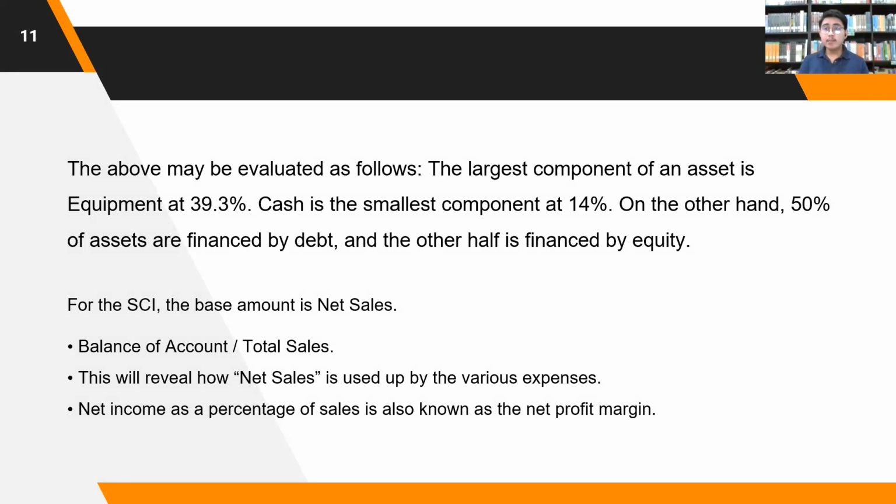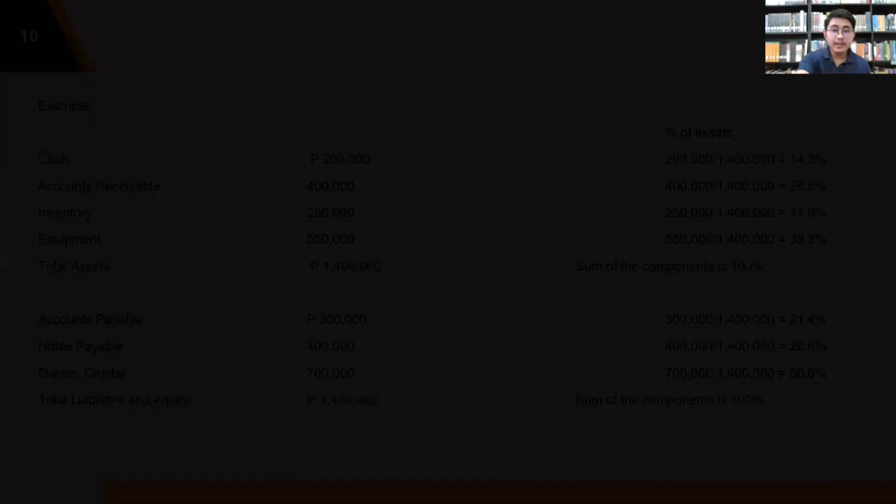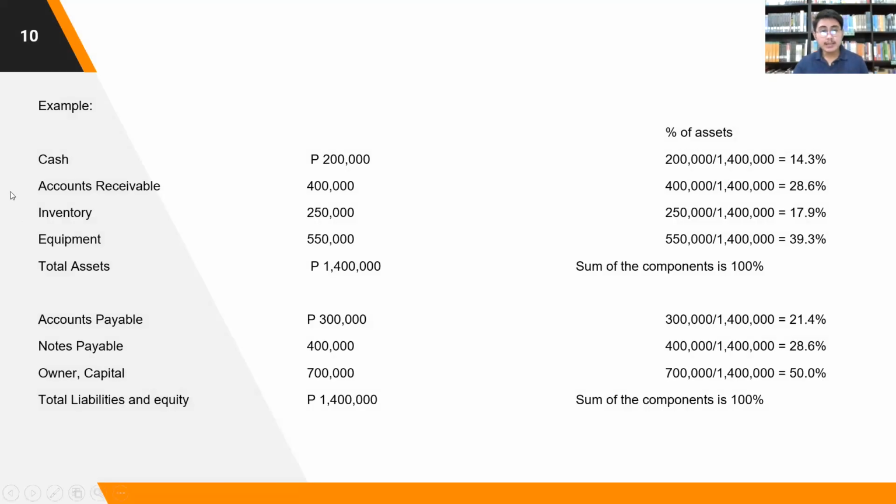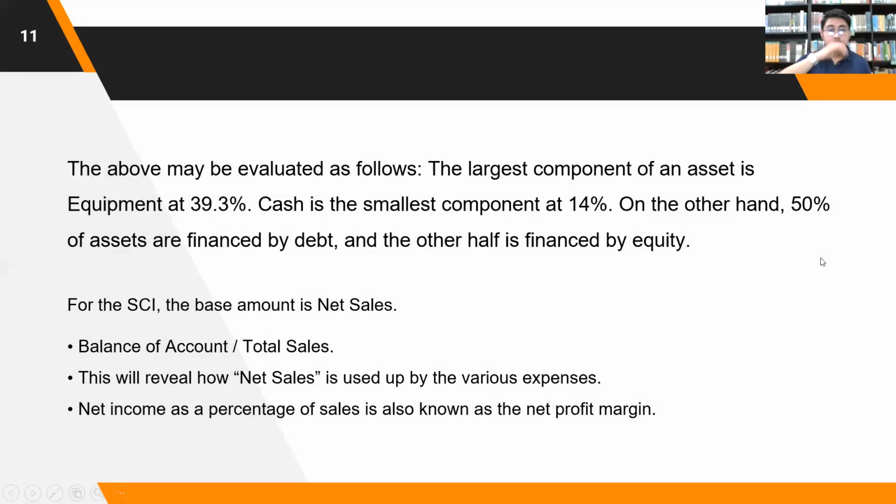So of course, after natin ma-compute yung sagot, we need to explain kung anong nangyari sa isang transaction. So dito, the largest component of an asset is equipment, which is 39.3%. Yung equipment natin is equal to 39.3%. So dito, the cash is the smallest component at 14%, while on the other hand, 50% of assets are financed by the debt and the other half is financed by the equity. So ganun lang po kasimple to explain the transaction.